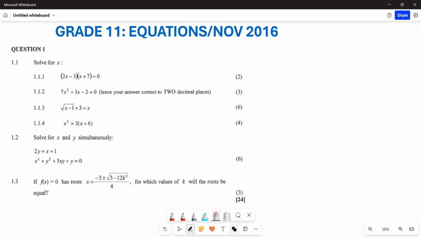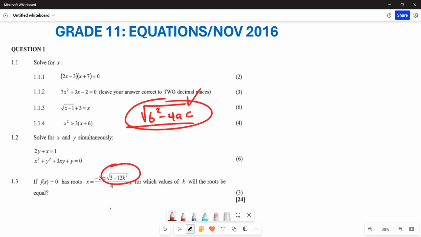Now, one thing that I want you to understand is that, remember, from your quadratic formula, this side you're having b squared subtract 4ac, right? Which is same as your delta. Now, which means in this case, whenever we are not given those values, your 3 subtract 12k squared is going to be your delta. Okay.